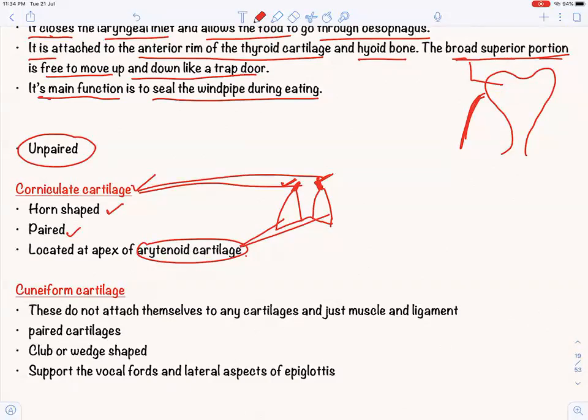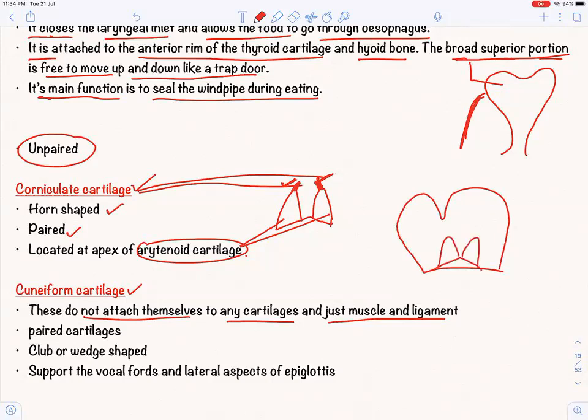Okay. Cuneiform cartilage, these do not attach themselves to any cartilages, and just muscle and ligament. So in the posterior portion, when we were looking, we saw that there were these arytenoid cartilages, and there was this corniculate and cuneiform cartilage. These are not attached to any cartilages and just muscles and ligaments.